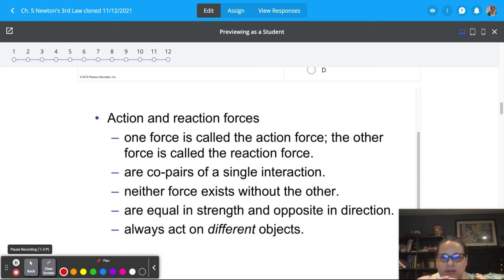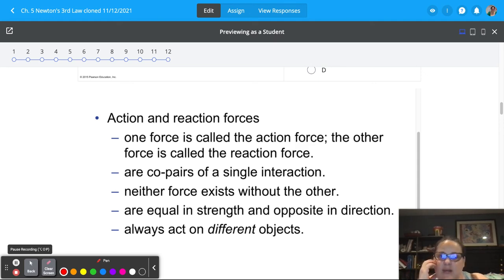They occur together, so they're co-pairs. This means that it's a single interaction. Finger touches wall, wall touches finger. Imagine this is a wall, and this is my finger pushing on the wall. The two objects are the wall and the finger. The two forces are the finger pushing the wall and the wall pushing the finger. In that situation, you can kind of figure that the finger is the action force and the wall is the reaction force. But a lot of times it doesn't make sense for one to be an action or reaction. So don't get caught up on that.